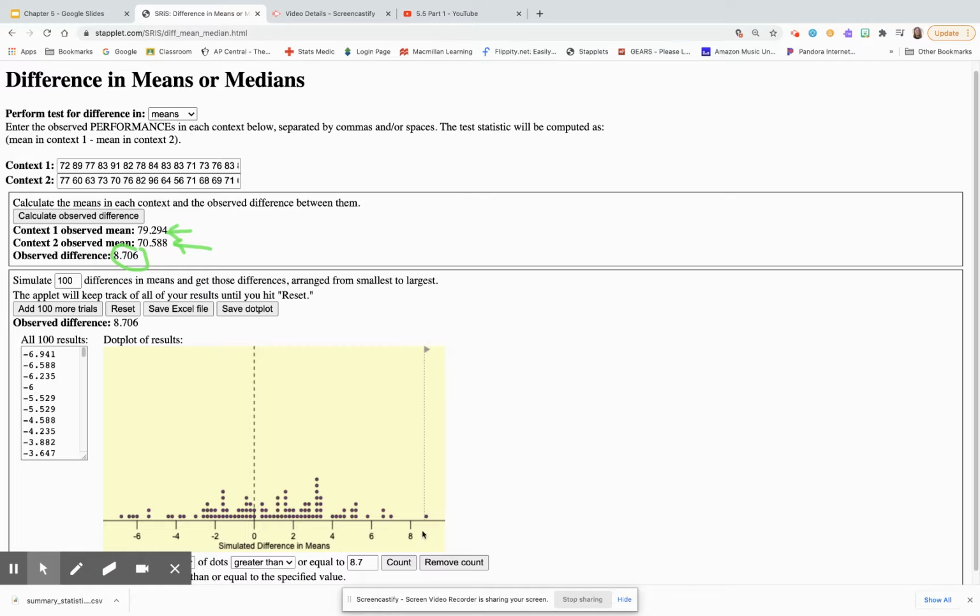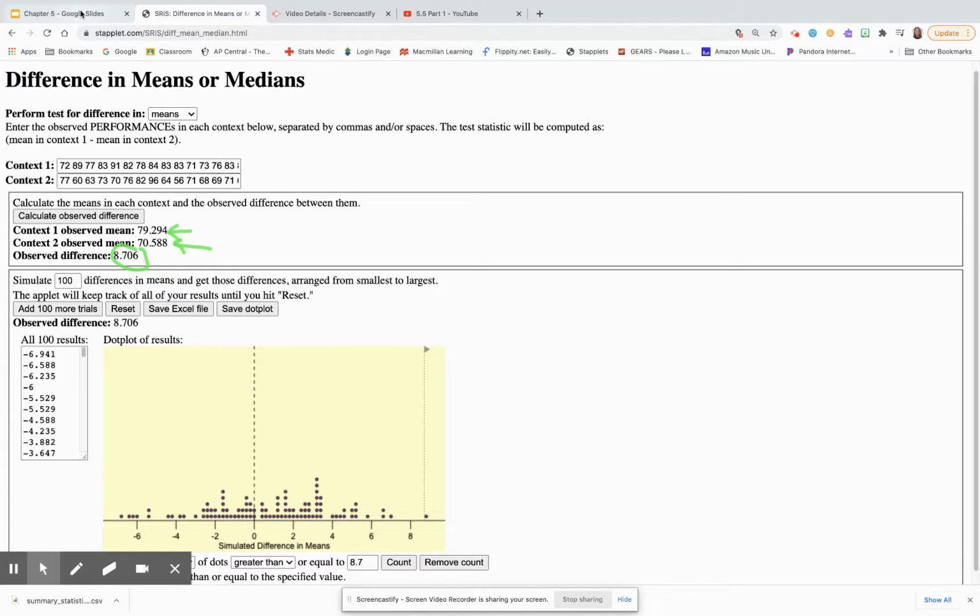We put count, and notice that's way over here on the right. We probably could have figured that out anyway, because if you look at the scale, 8 is right here, and 8.7 would certainly be to the right of that. And there are no dots to the right of that value, which means that the result that we came up with was extremely unlikely to happen by random chance. So what does that tell us about our p-value? It means that our p-value is 0, basically.